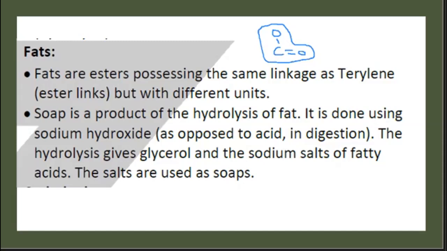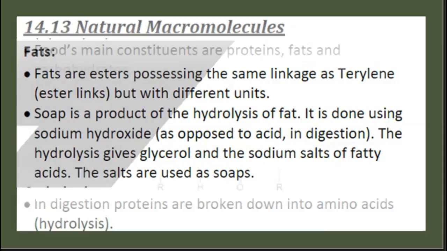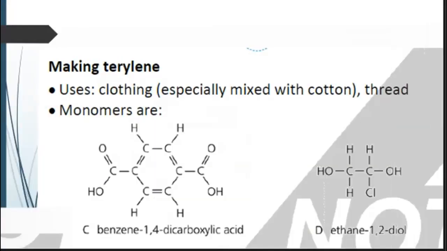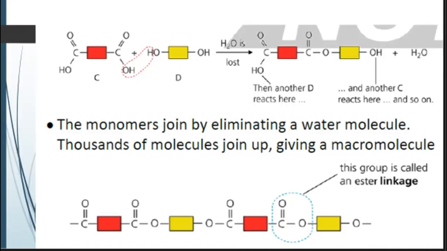Right? Now, if you could remember what terylene was, just to go back a couple of slides. If you remember, terylene was made from benzene-1,4-dicarboxylic acid and ethane-1,2-diol, right? That's what it was made from. And it produced the ester linkage, C double bond O, O, right? The ester linkage was produced.